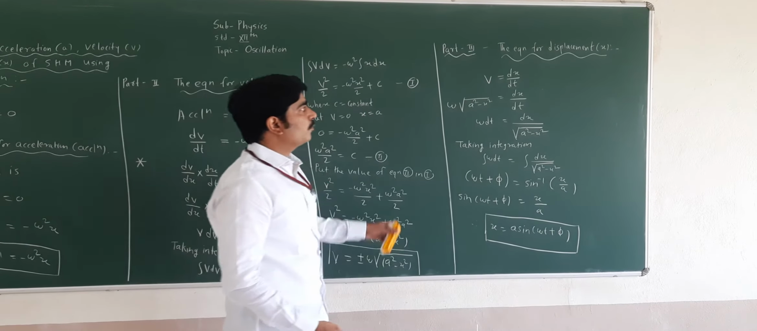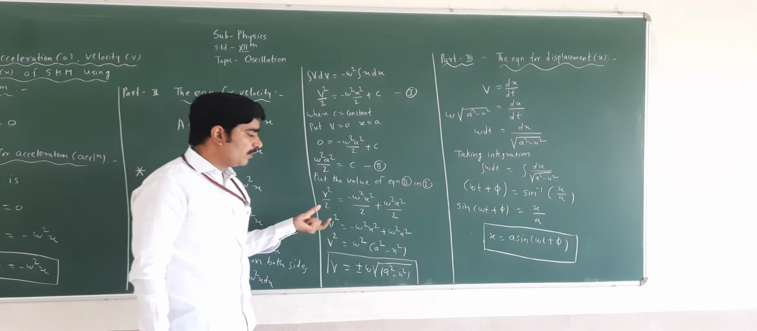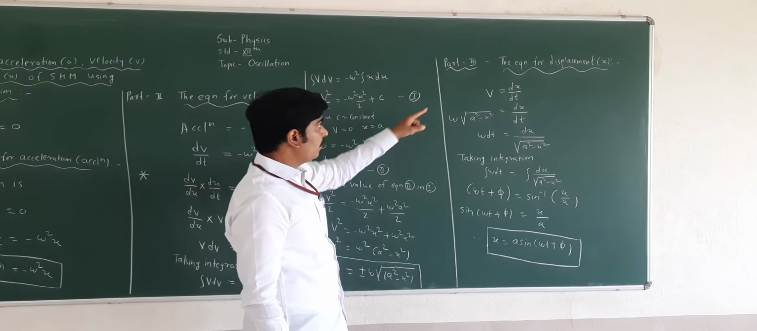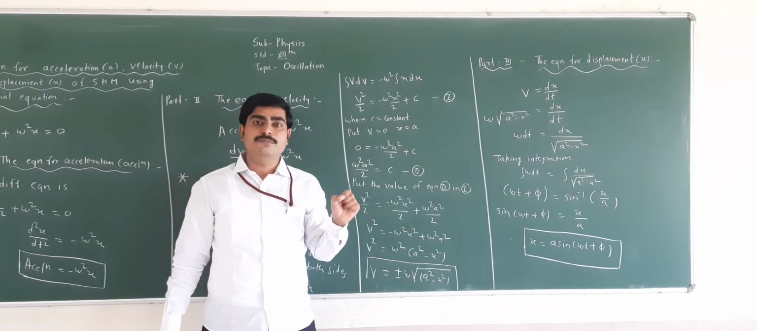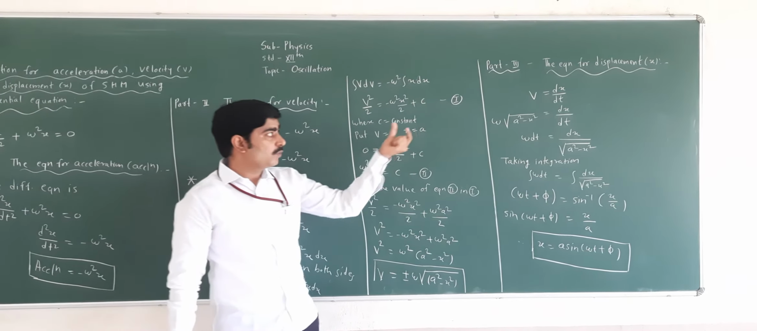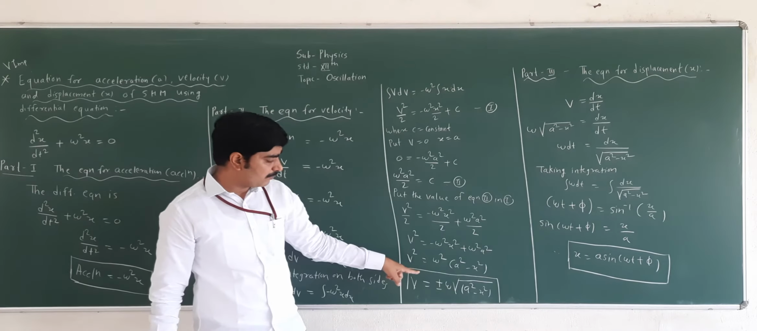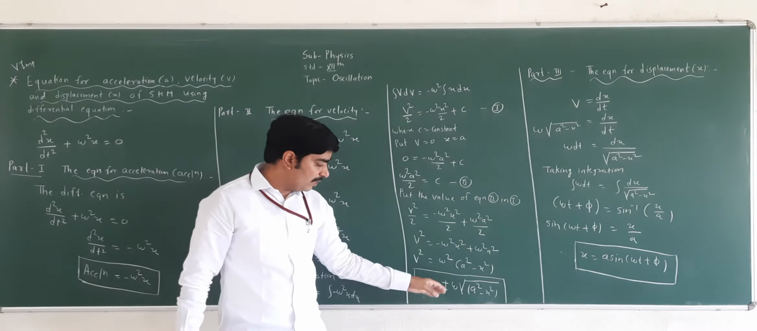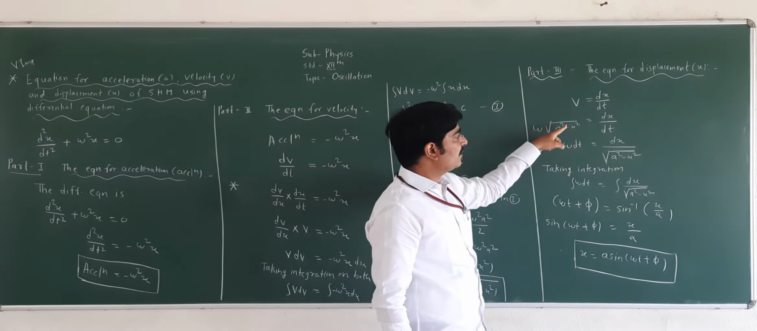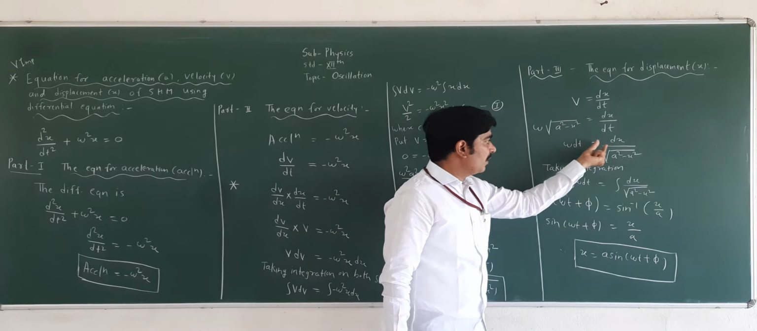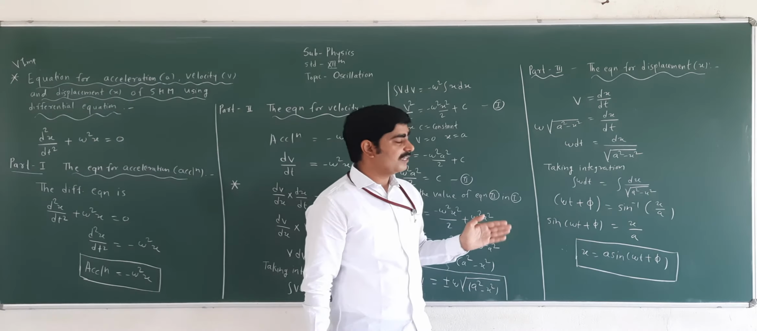So friends, I am going to explain this third part, the equation for displacement, once again. The derivation begins with the definition of velocity. So what is the velocity? The rate of change of displacement is known as the velocity. So v is equal to dx by dt. What is the value of velocity? Plus minus omega under root a square minus x square. So remove the sign, take only the positive part. So omega under root a square minus x square is equal to dx by dt. So omega into dt is equal to dx upon under root a square minus x square.